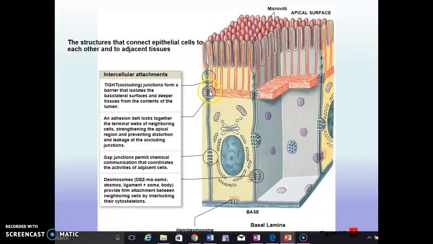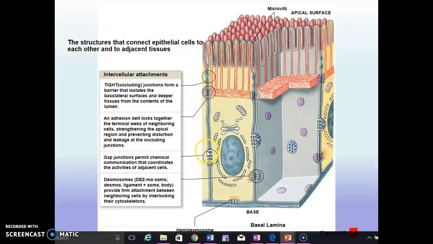An adhesion belt locks together the terminal webs. You may recall that there are certain proteins that form a terminal web to give that cell some kind of structure. Well, this adhesion belt will lock those terminal webs together of neighboring cells. And this is going to prevent any leakage.